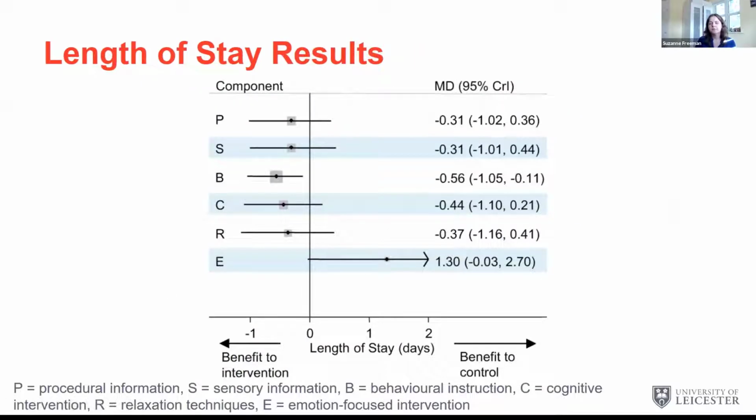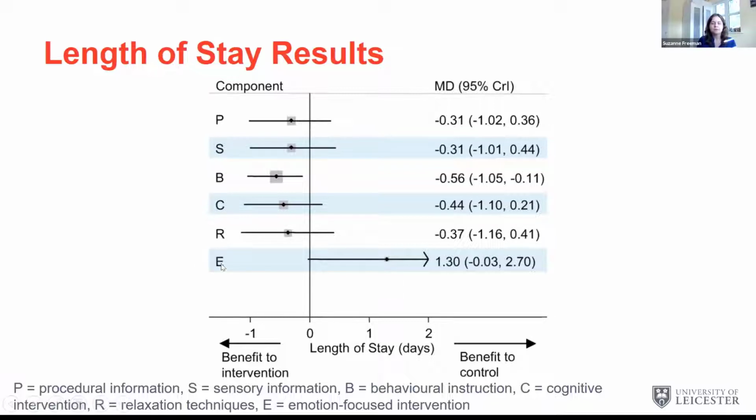So this is the summary forest plot with the results from the additive effects model. So we've got basically the effect of each of the 6 components in the network. And we can see that behavioural instruction is the only component here with an effect size just over half a day that is wholly showing a beneficial effect. It appears there may be beneficial effects for 4 of the other components, but we can't exclude the possibility of a null or a negative effect.